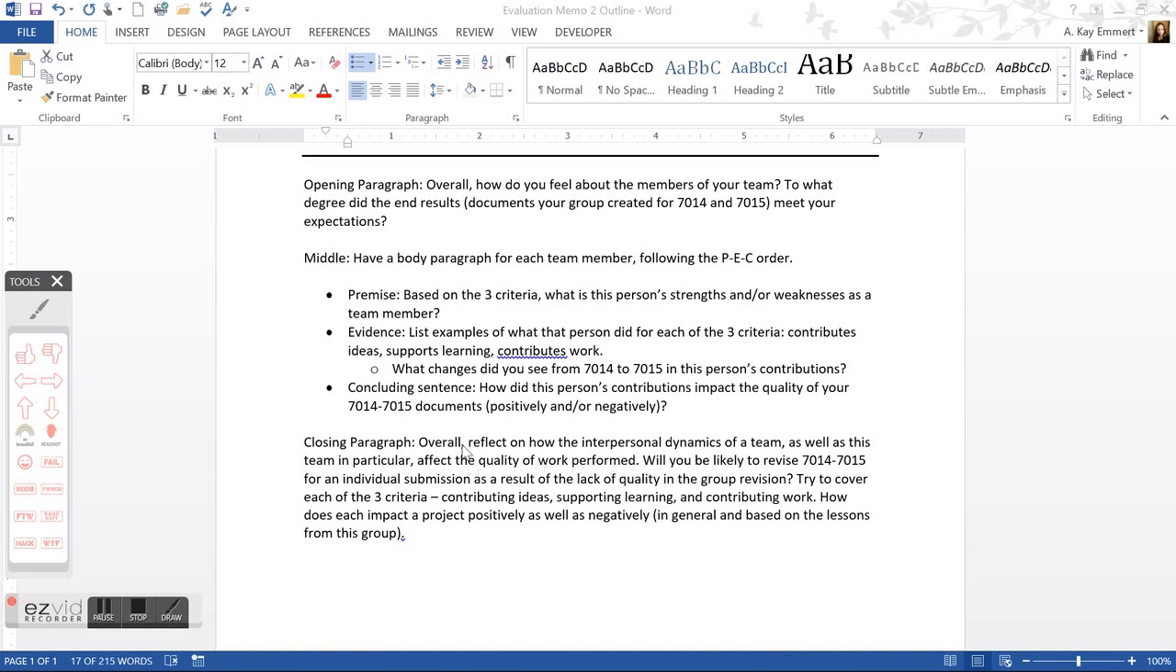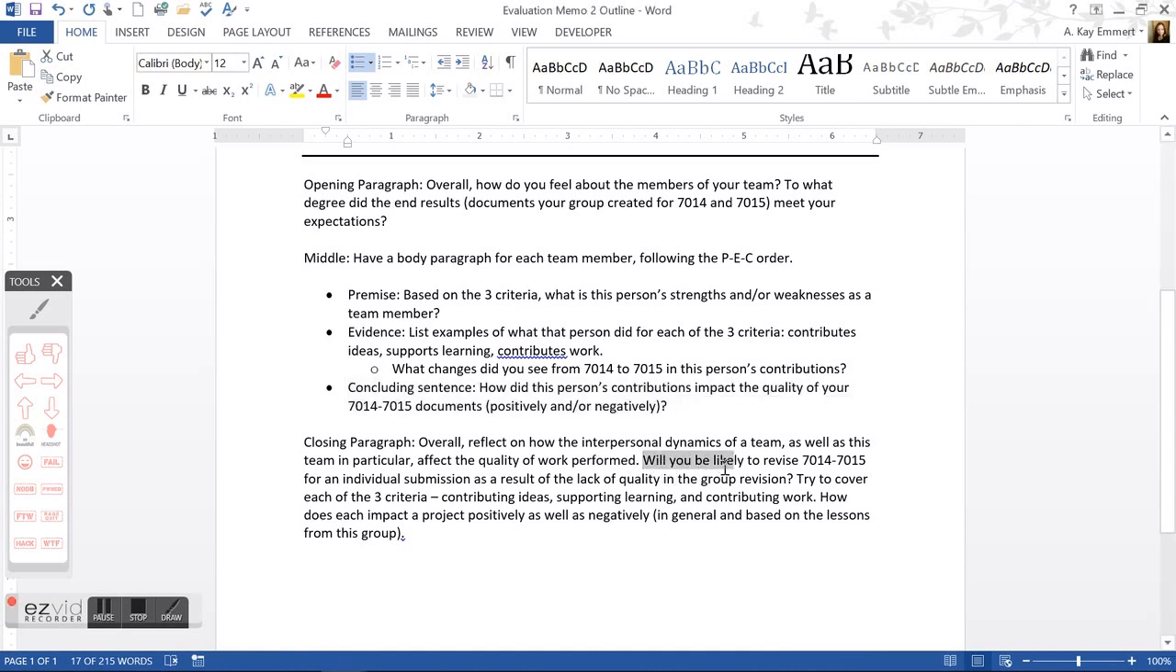So the first sentence I have in the outline is simply the overall point, and you can begin the closing paragraph by answering this in a one-sentence summary. Overall, the group dynamic, and however you want to describe that group dynamic. The group dynamic was really friendly, but maybe not as critical as I would have liked. That's an example.